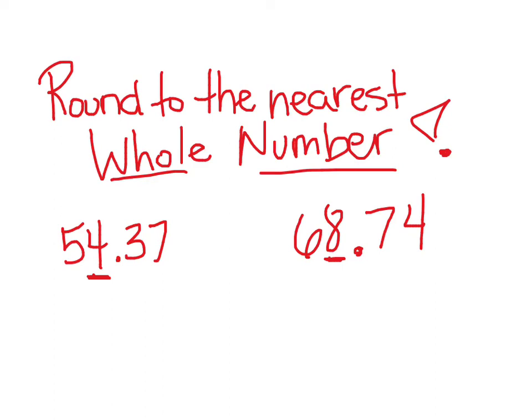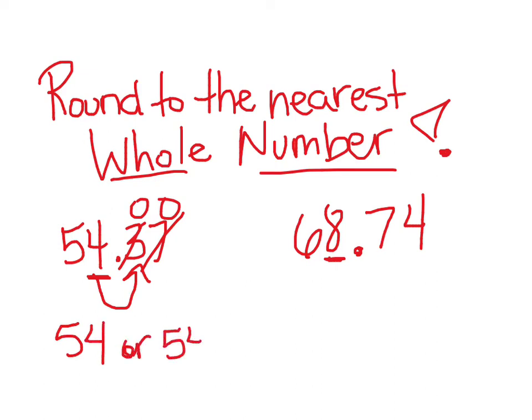Okay, so the 4 is going to go to the 3. The 3 is going to say, let it rest. 3 and 7 both become zeros. So your answer is 54. Or 54.00. Okay, 68 and 74 hundredths. Round that to the nearest whole number.